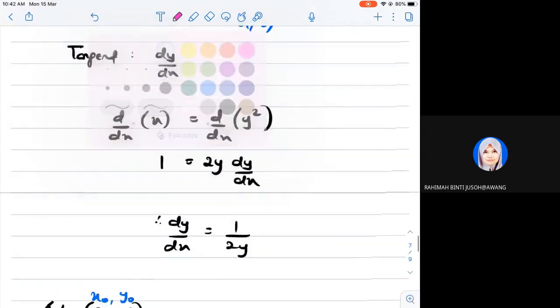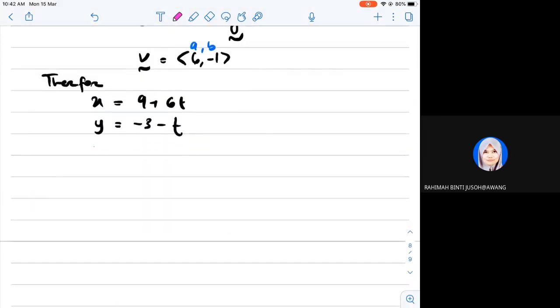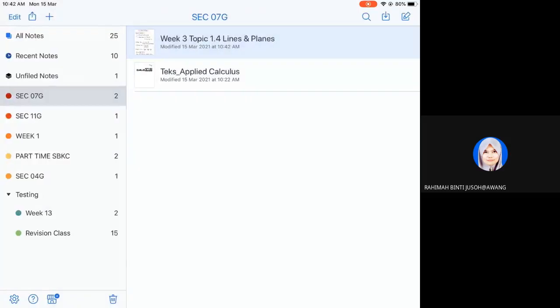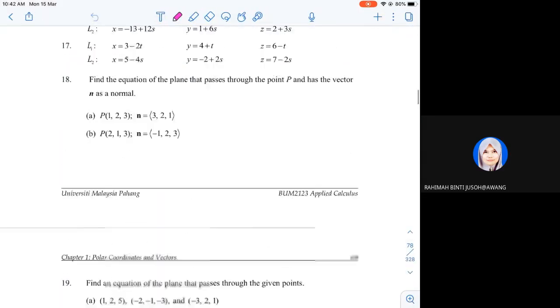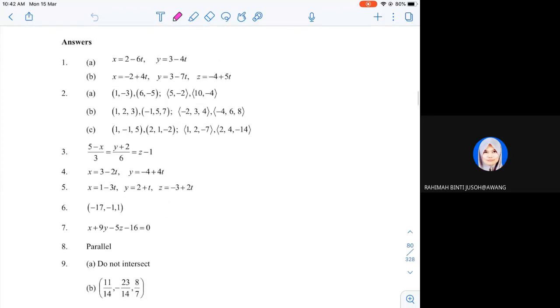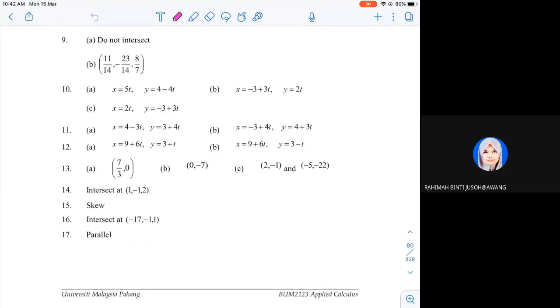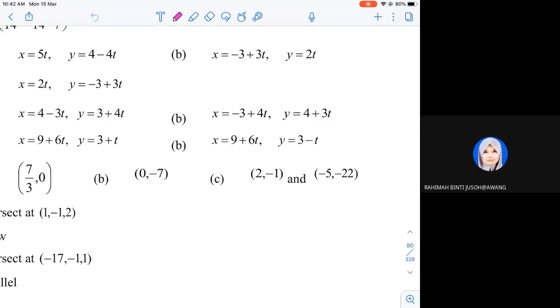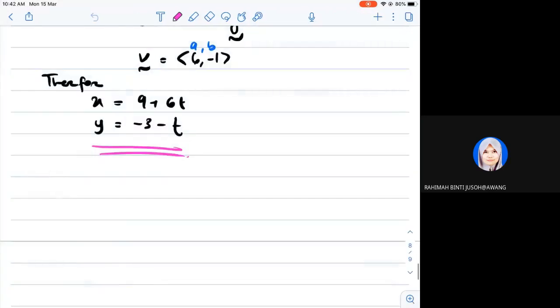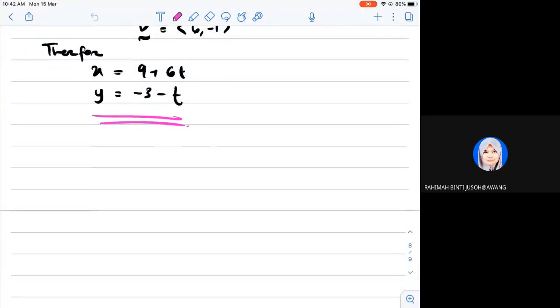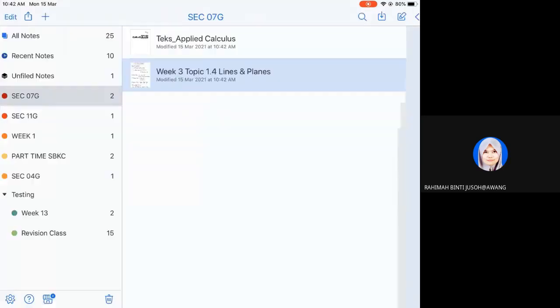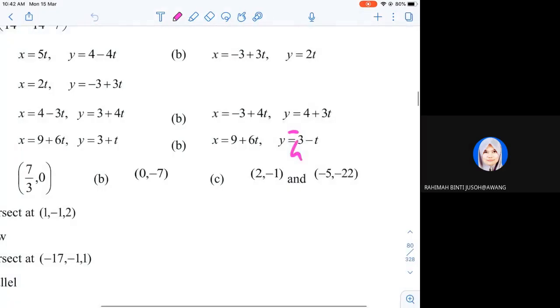Okay. I think there is a typo error in the module. That's why I made this question 12B, typo error. This one, it's supposed to be -3. Here. Okay. So 9 plus 6t, y equals to -3 minus t. So take note, everyone. Okay, so that's it. That's question number 12. Okay, next exercise.